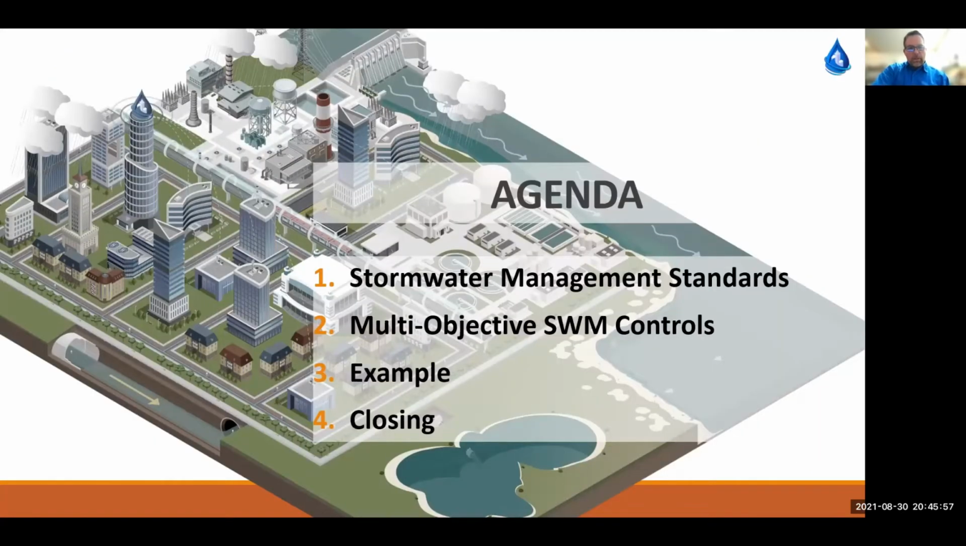The agenda that I've developed will include a brief description of a typical stormwater management standard, how to set multi-objective stormwater management controls, and then I'm going to run through an example of how to analyze whether or not a specific site or project will meet or not meet the standards. In other words, will it be in compliance or will not be in compliance?